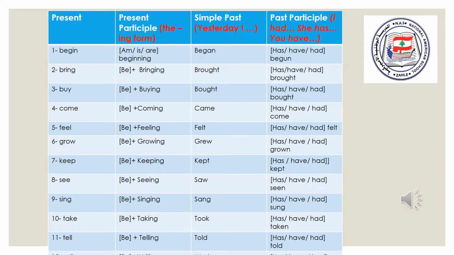This table shown on page 192 should be studied by heart. It shows the principal parts of irregular verbs: present, present participle, simple past, and past participle. 1. Begin, beginning, began, begun. 2. Bring, bringing, brought, brought. 3. Buy, buying, bought, bought. 4. Come, coming, came, come. 5. Feel, feeling, felt, felt. 6. Grow, growing, grew, grown.